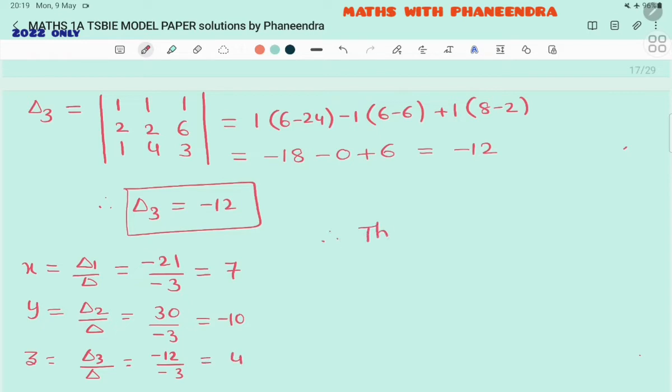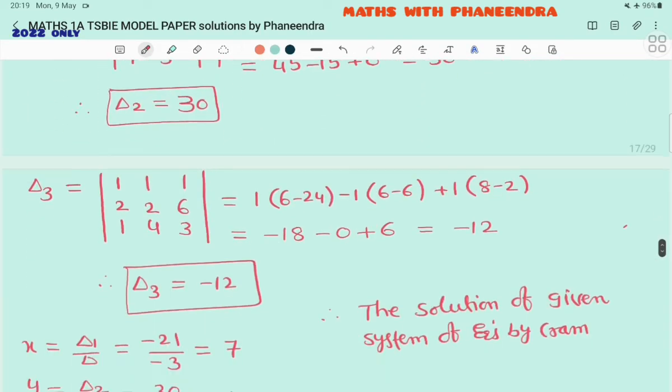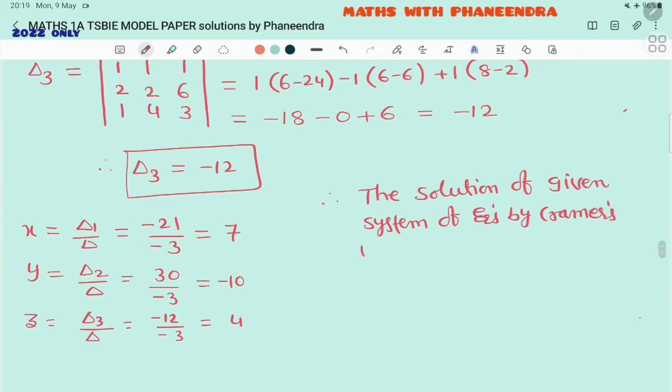Therefore the solution of the given system of equations by Cramer's rule is: capital X is equal to x, y, z, that is equal to 7, minus 10, 4.